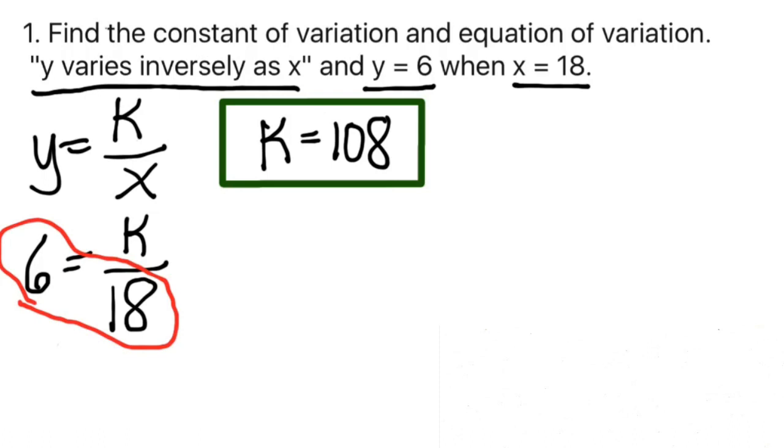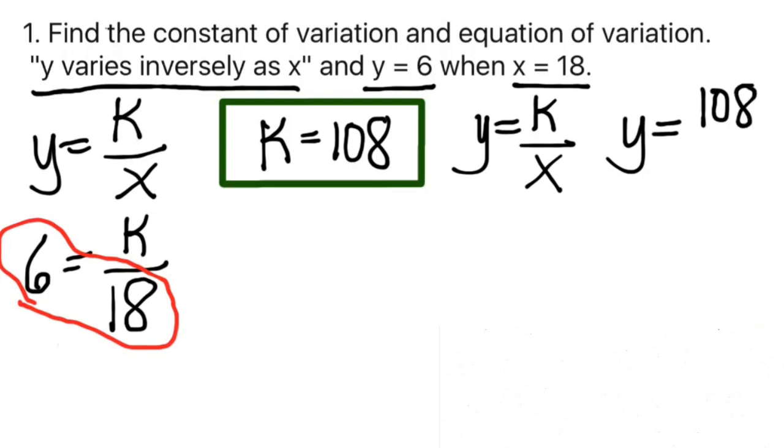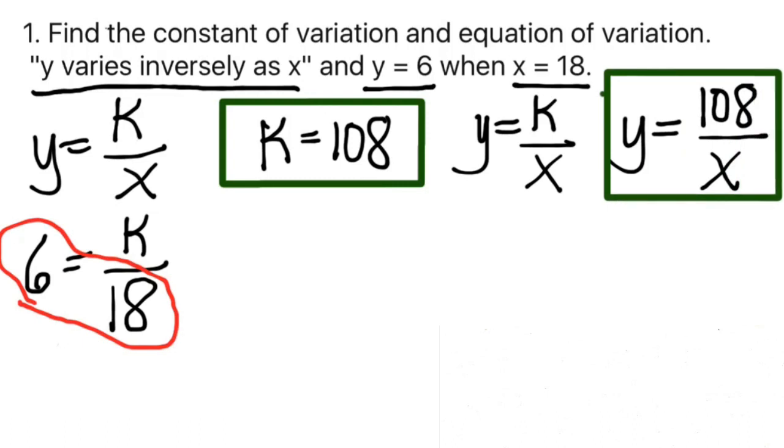Next, we need to use again our equation y equals k over x. So, isubstitute lang natin yung value ng k dun sa equation. So, palitan natin yung k ng 108. So, we are going to have y equals 108 over x. So, this is our equation of variation.